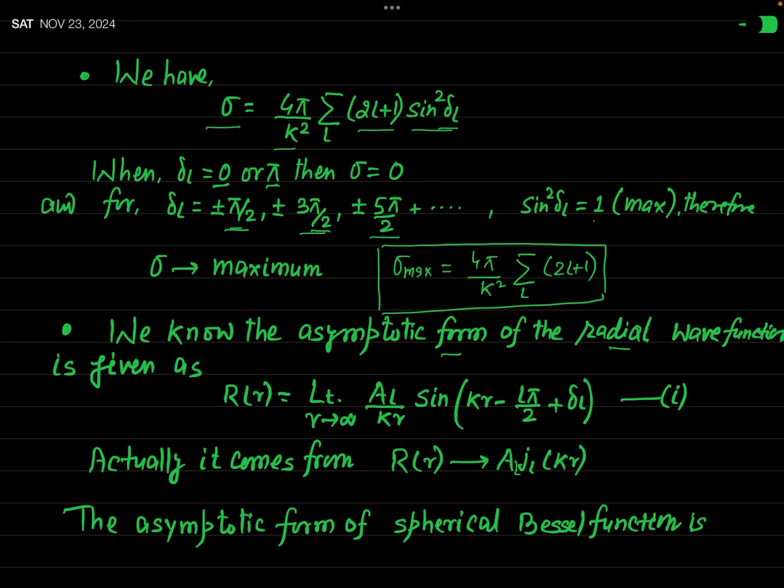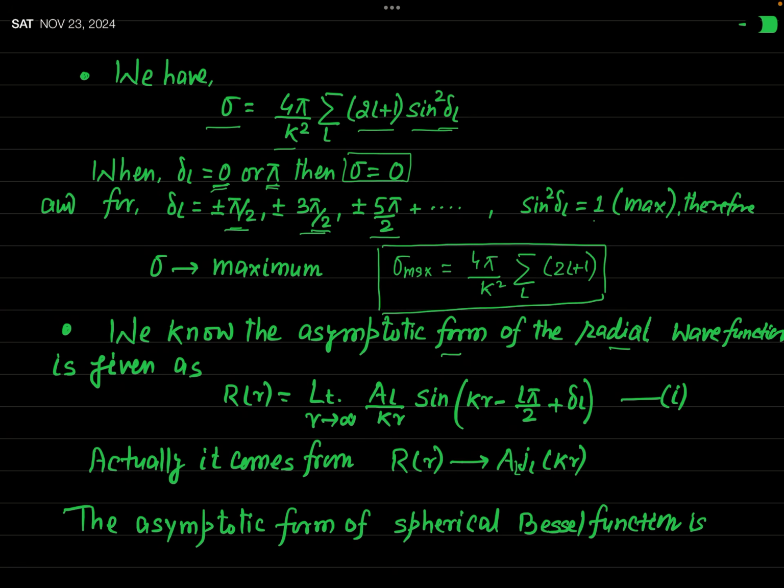So as the value of delta L changes, accordingly the value of the cross section will also change. If you take this delta L as 0 or pi, then you know sine delta L will be 0, and that's why in this condition sigma will also be equal to 0. It means the scattering cross section will be 0 for a phase shift having value 0 or pi.